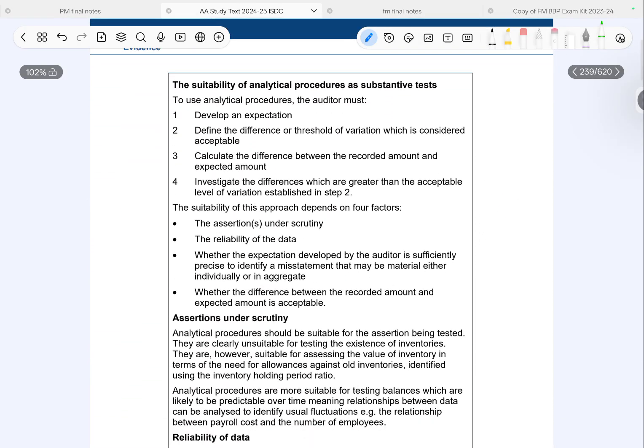Okay, so we have a four-step process to just quickly understand when analytical procedures can be used as substantive tests. First, develop an expectation. Second, decide whether the difference is acceptable. Third, compare the expected versus the actual. Fourth, investigate any differences. Simple, right? But whether this works depends on a few key factors.